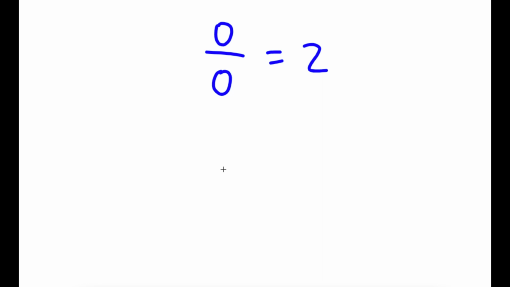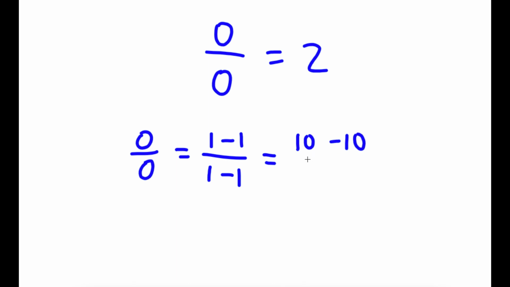All right, so I'm going to be proving that 0 divided by 0 is equal to 2. To do this, I'm first going to start with 0 divided by 0. 0 divided by 0 is the same thing as 1 minus 1 over 1 minus 1, because 1 minus 1 is 0. Now 1 minus 1 over 1 minus 1 is the same thing as 10 minus 10 over 10 minus 10. Again, 10 minus 10 is 0, so I have 0 over 0 again.